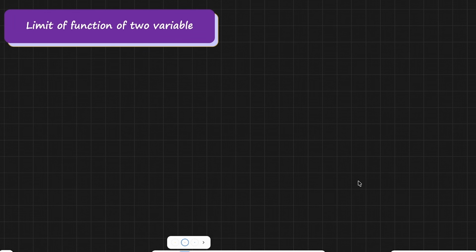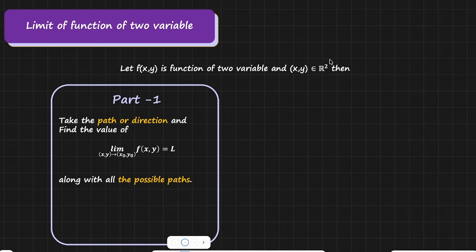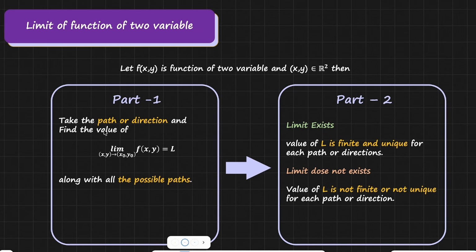To find the limit of a function of several variables, there are different methods. When you have f of x comma y, a function of two variables where x comma y belongs to R2, there is part 1. Whenever there is a question like take the path or direction and find the value, there are two types of questions. The first type is to take the path and direction and then find the value of the limit, along all possible paths.